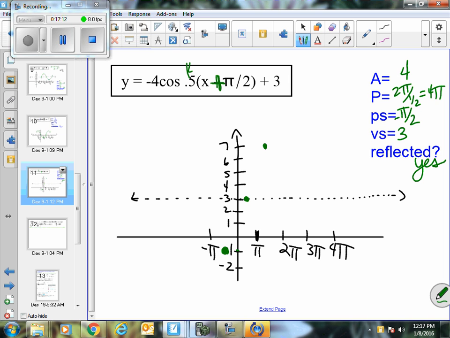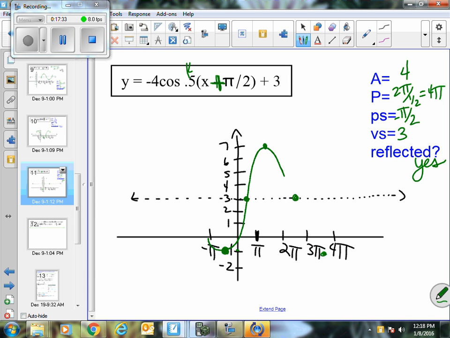We'd reach our maximum. Then at 3 pi, it should be back to the middle, but again, shifted back. So halfway between 2 pi and 3 pi, it should be at the middle. And then it goes to the min. So at 4 pi should be at the minimum. Again, that would be negative 1, but shifted back, so halfway between. So all of these points shifted back pi over 2.